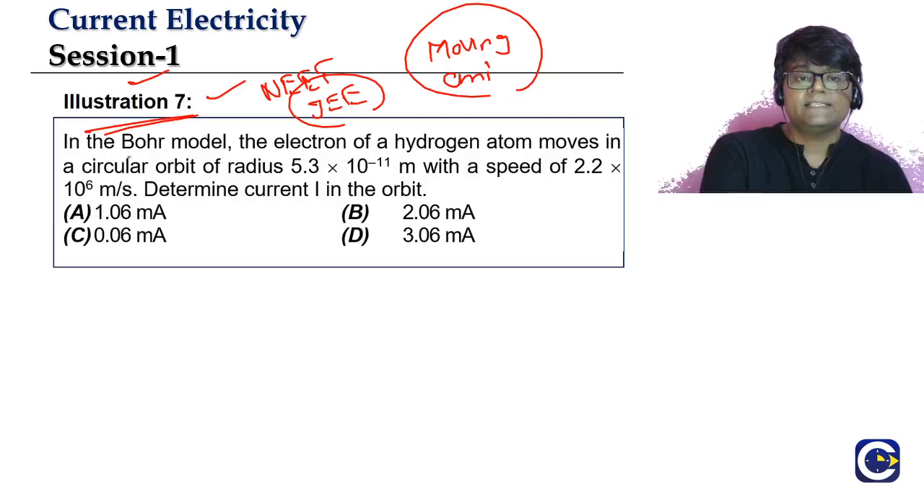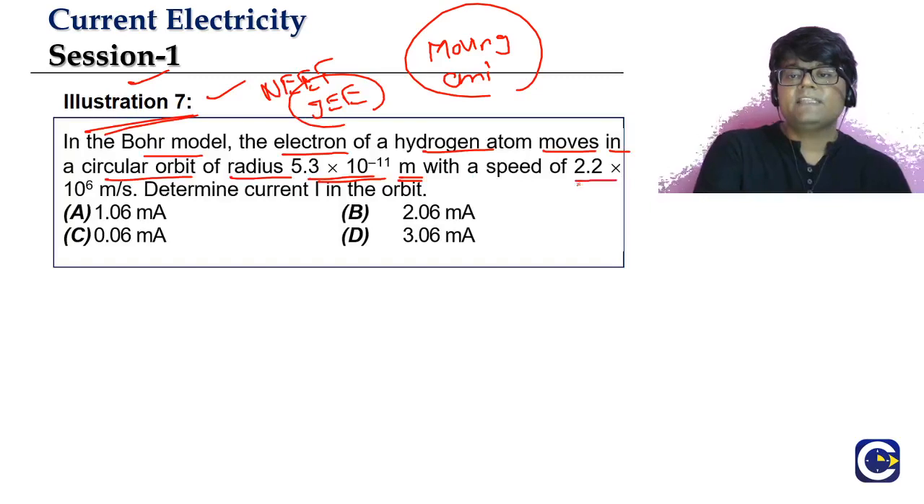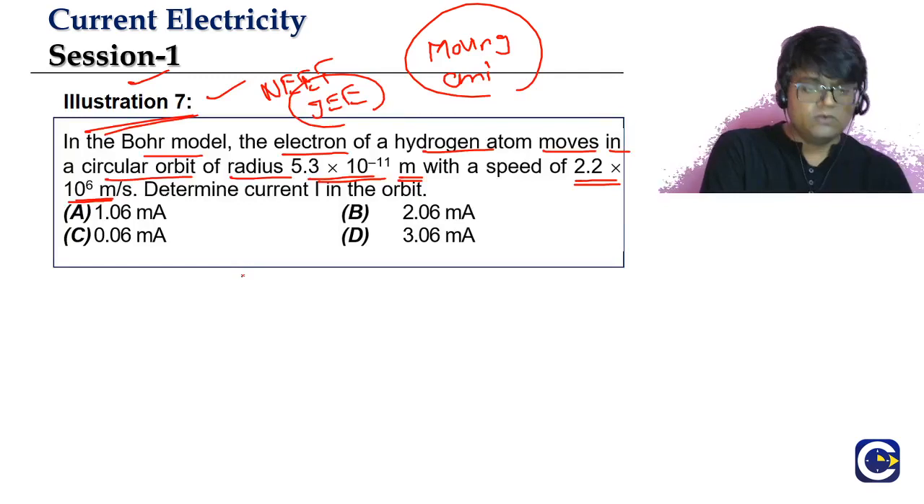Look at this question, guys. In the Bohr model, the electron of a hydrogen atom moves in a circular orbit of radius 5.3 × 10^-11 m. What is the radius of the circular orbit given to us, guys? 5.3 × 10^-11 meters, with a speed of 2.2 × 10^6 meters per second. What is the speed of the electron given to us? 2.2 × 10^6 meters per second. Now this is the question: determine the current I in the orbit.